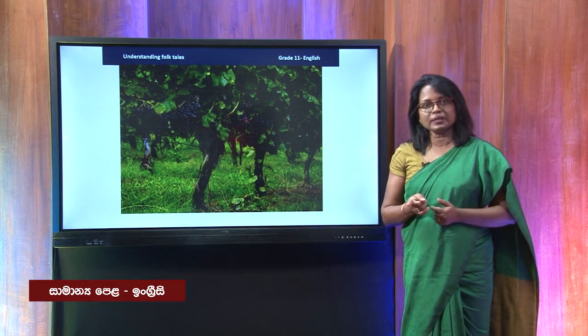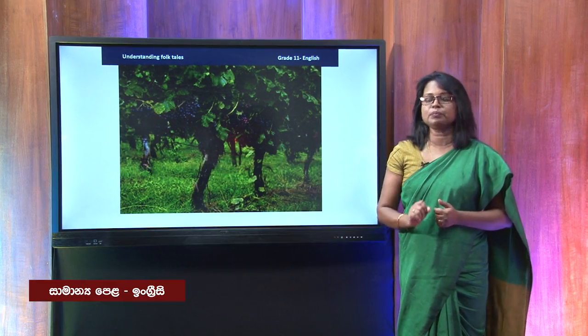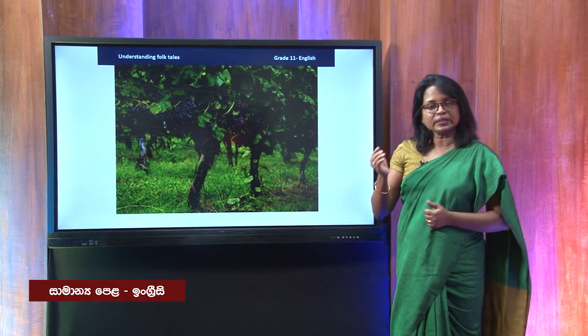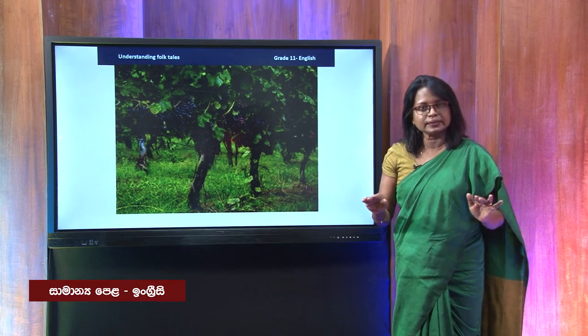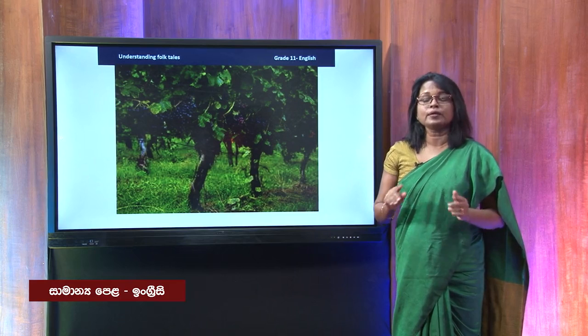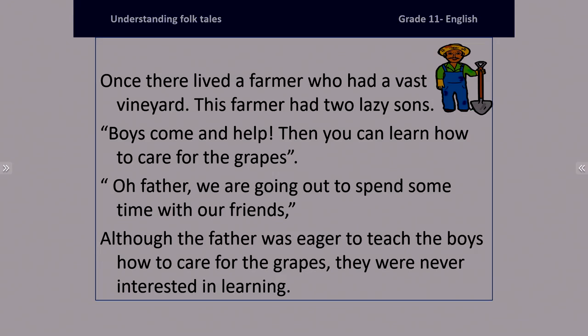Now in this part, you have only one thing to keep in your mind. When you read this part, remember, I want you to understand the setting of the story and also to identify the characters of the story. We'll start reading.